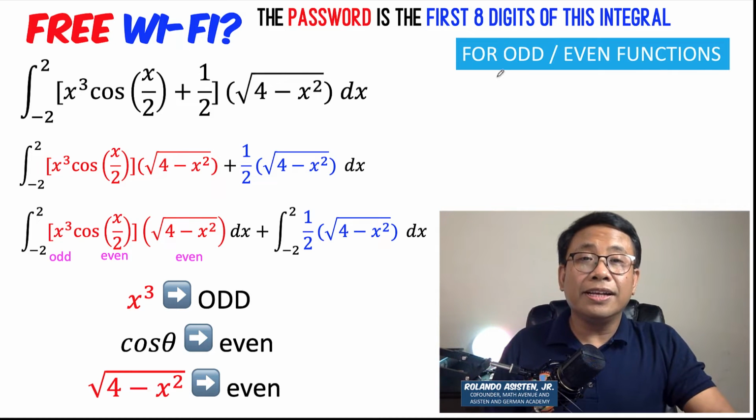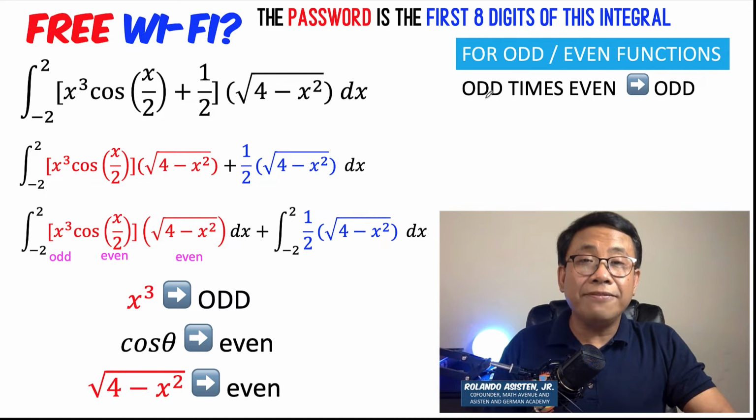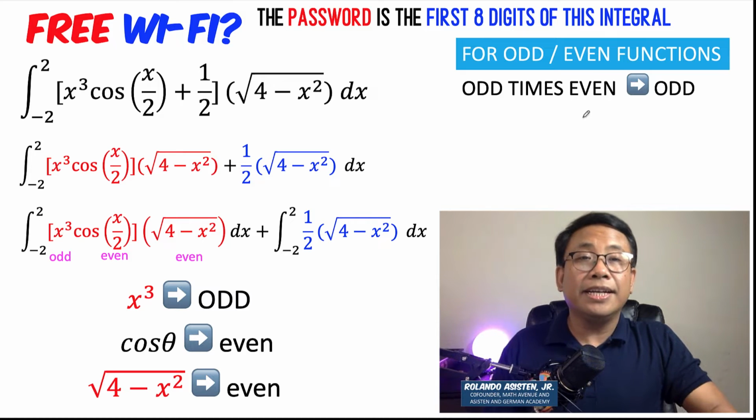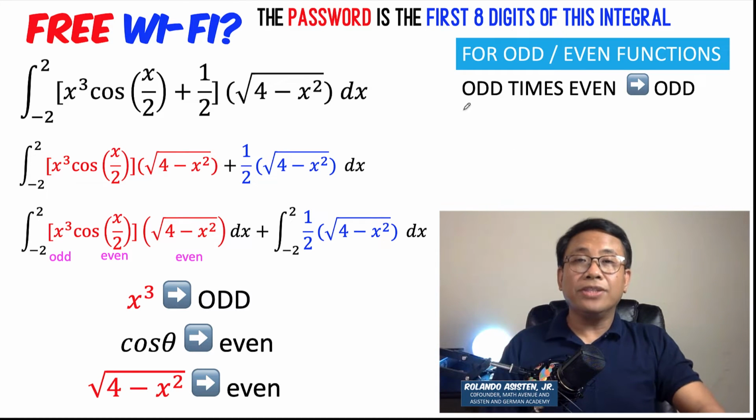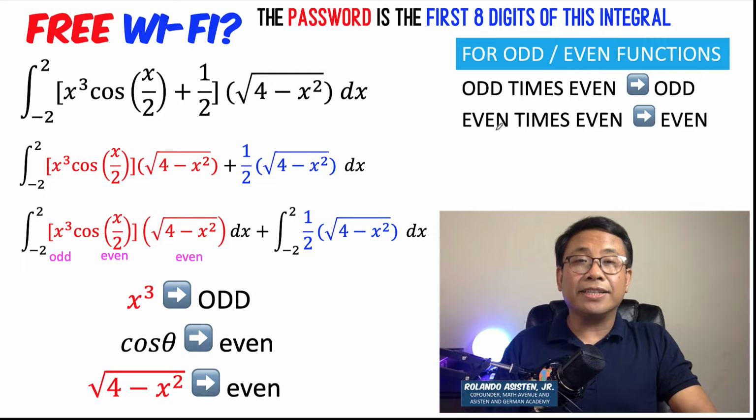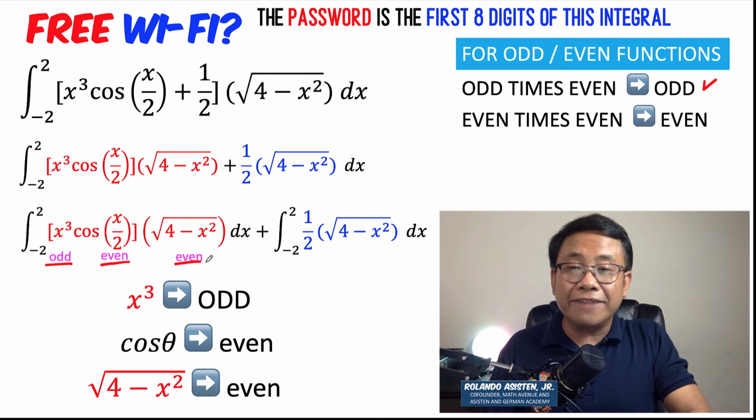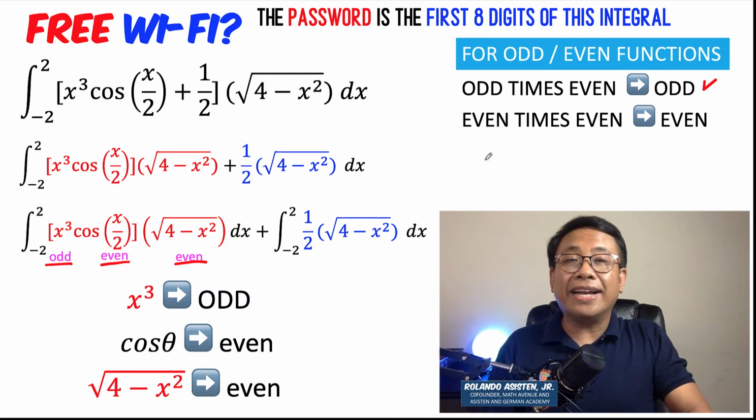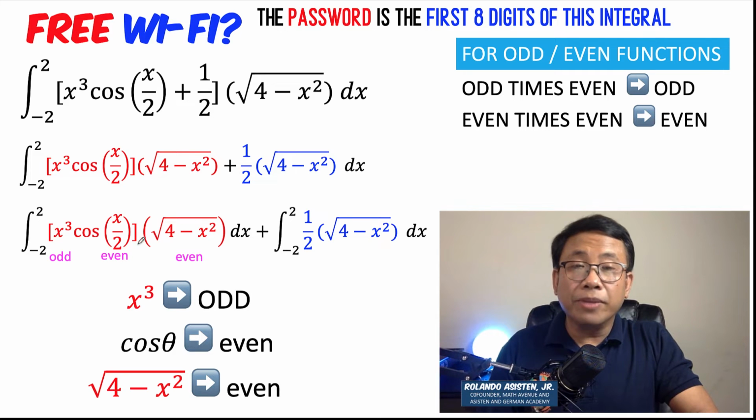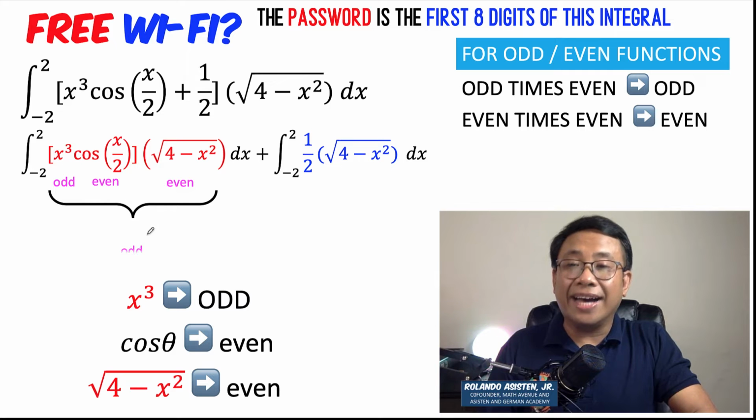Now let's recall that if we multiply an odd function times an even function, the result is an odd function. Also, if you multiply an even function times an even function, the result is an even function. So in here, when we multiply this odd function times another even function, the result would be an odd function. And that odd function times an even function, the result is also another odd function. So when multiplied, these three functions would result to an odd function.